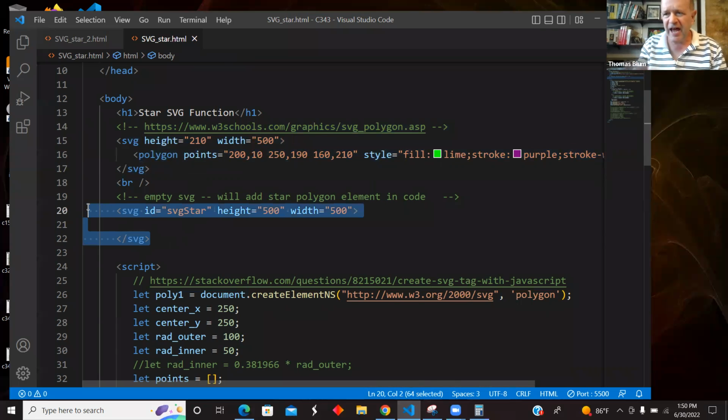I set up the SVG, but I made it empty. So I'm going to create a polygon, then create the points for the polygon, and then append that child, add that polygon to the SVG. Then I made, in lines 20 to 22, I gave that SVG an ID so that I could refer to it in code.